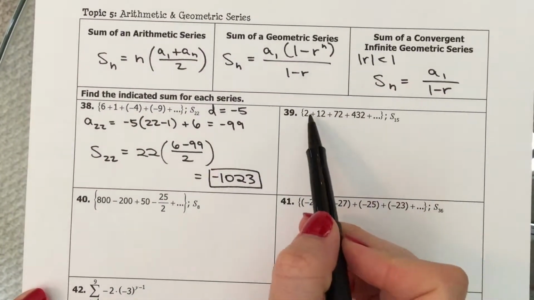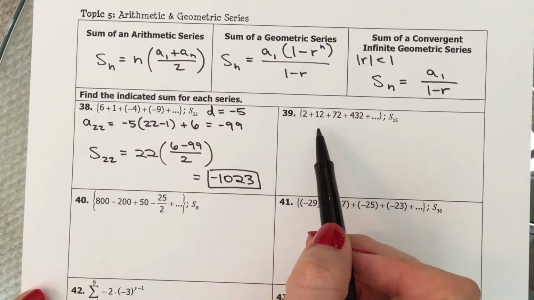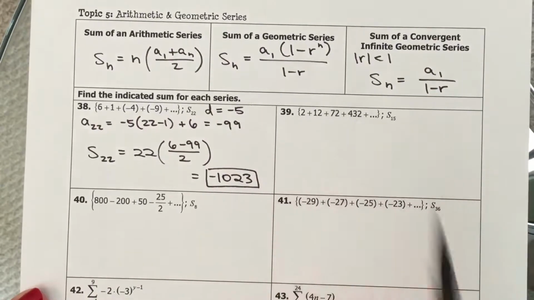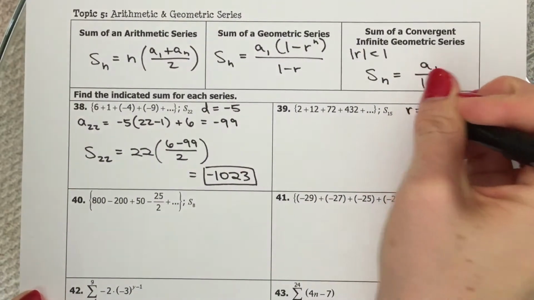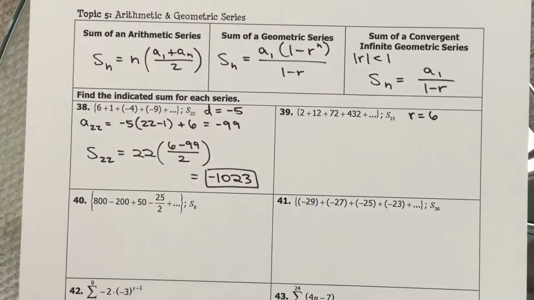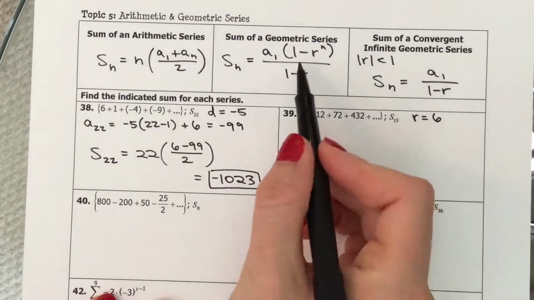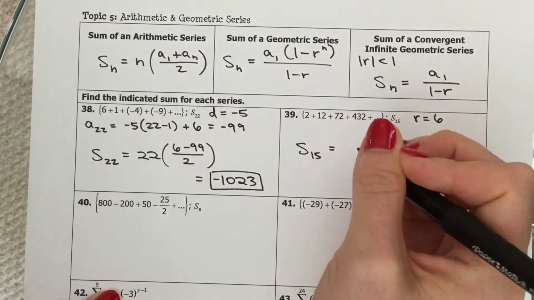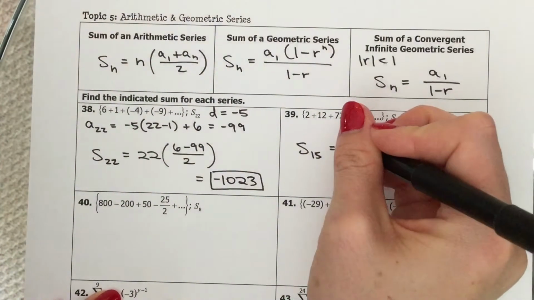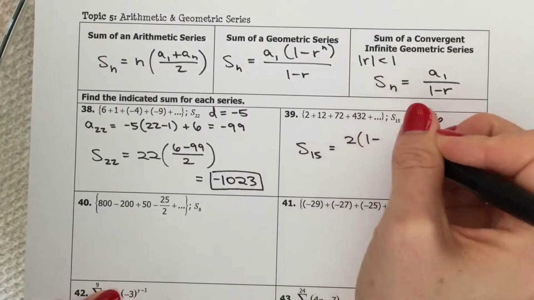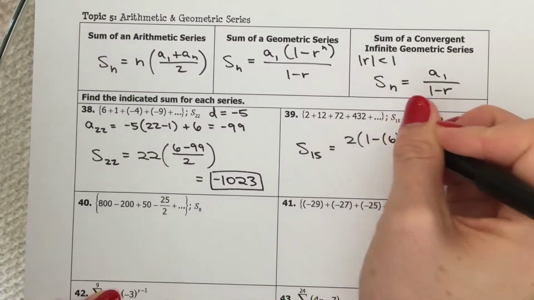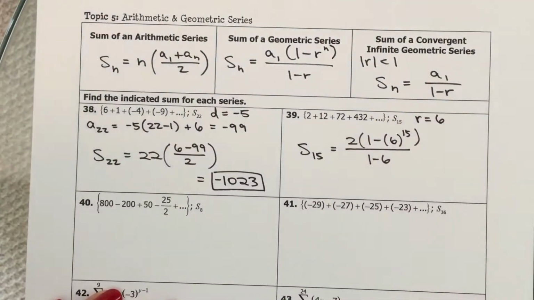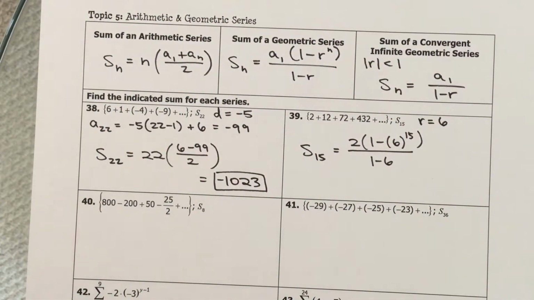Okay, this one, definitely not arithmetic. If you look for a common ratio, this is multiplied by 6, 6, 6. So this is geometric, and the ratio is 6. So we're going up to the 15th right here, so we can use this formula. So S sub 15, we've got A sub 1, so that's 2, times 1 minus r to the nth divided by 1 minus r. And that can just get subbed right in.